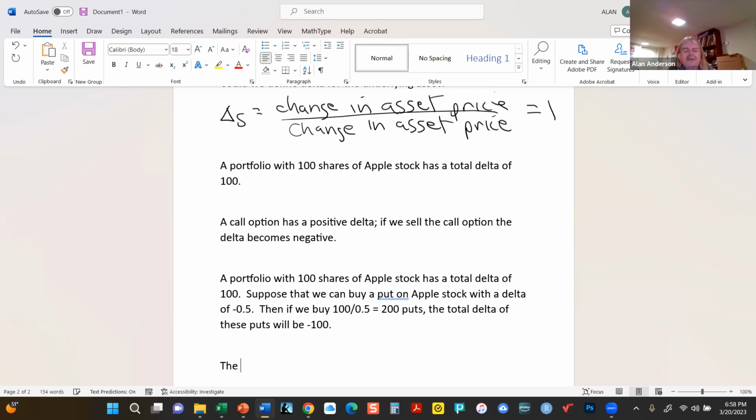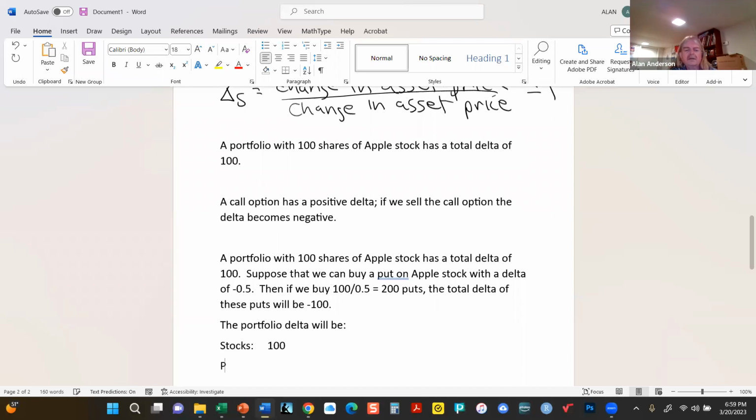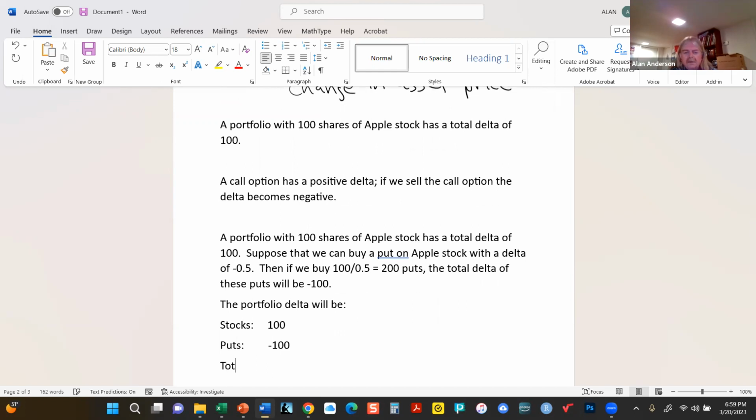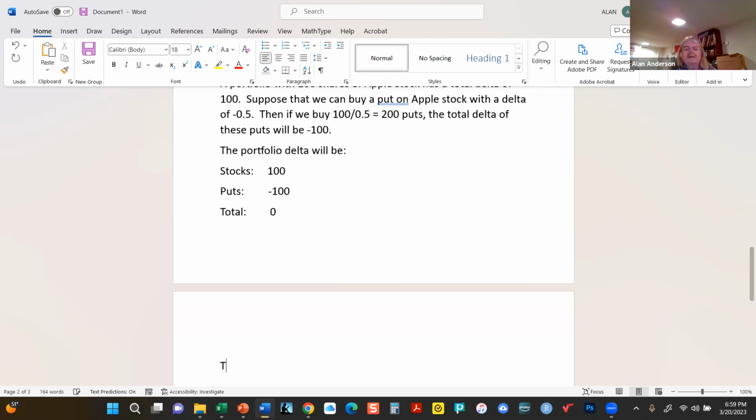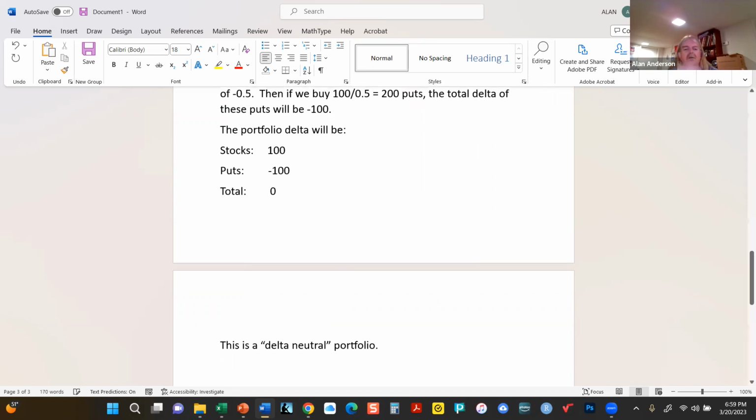So the portfolio delta will be the stocks 100, the puts -100. So the total will be 0. And that's what we mean by a delta neutral portfolio. If the stock goes up, we'll make money from the stocks and we'll lose exactly the same amount of money from the puts, and vice versa. So it's a risk-free position.